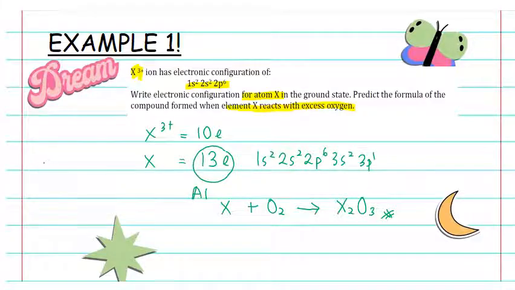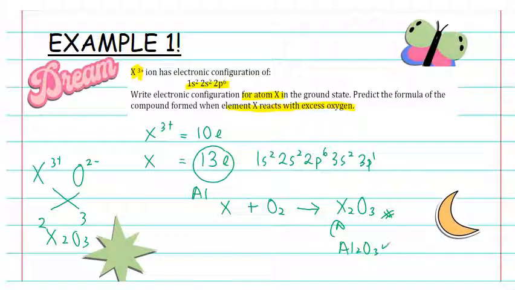Sebab kita tahu kalau dia jadi ion, dia adalah X3+, and then oxygen O2-, and then you silangkan dia, sini akan jadi 2, sini jadi 3. So X2O3. Ataupun sometimes ada orang tahu kata 13 elektron ni aluminium, dia direct ditulis Al2O3. Kita accept juga jawapan ini.